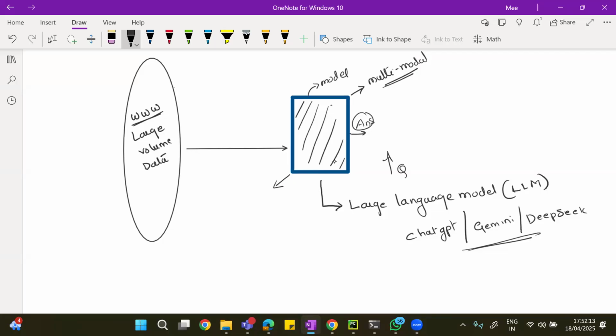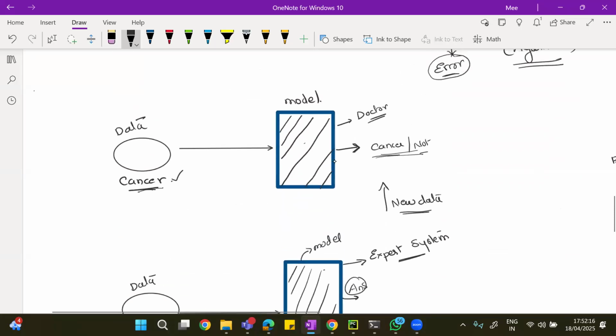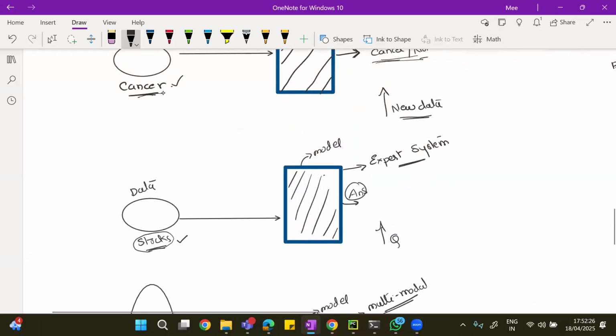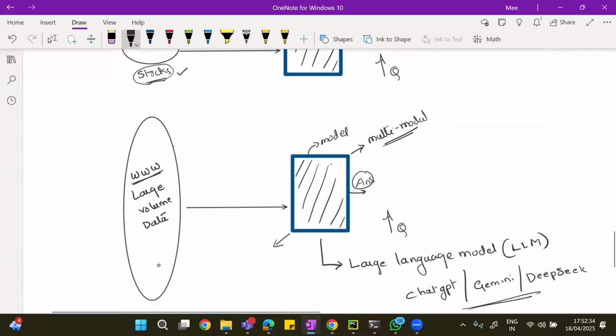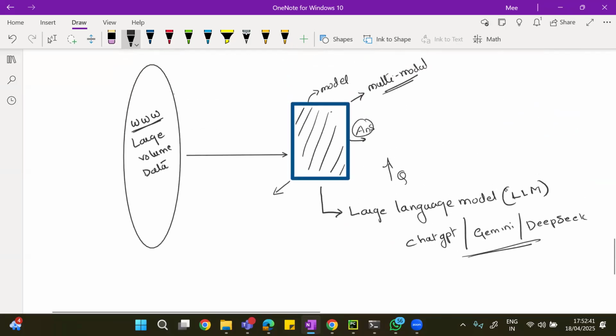Okay, that is again the simple mechanism I was telling you right from the starting. We are going to give the data, the model will become intelligent and it will start giving you the answer. Now here we trained it with cancer and stock, it became specialized in one particular set. But in this case, what happened? I gave it a very large volume of data. That's why it is called large language models, which is ChatGPT, Gemini, and DeepSeek. Okay, hope you are getting that.